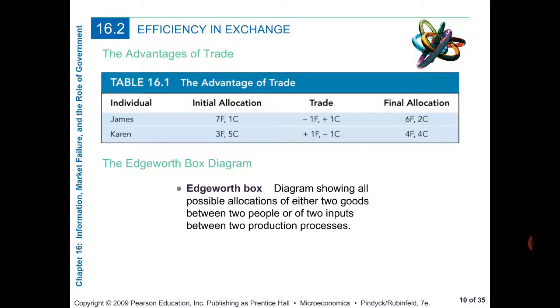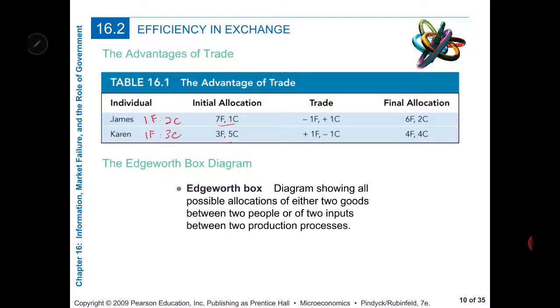Okay, so let's take this example of James and Karen. They have this initial allocation: James has 7 food and 1 clothing, and Karen has 3 food and 5 clothing. Their own personal preference is that James likes 1 food to 2 clothing, and Karen likes 1 food to 3 clothing.